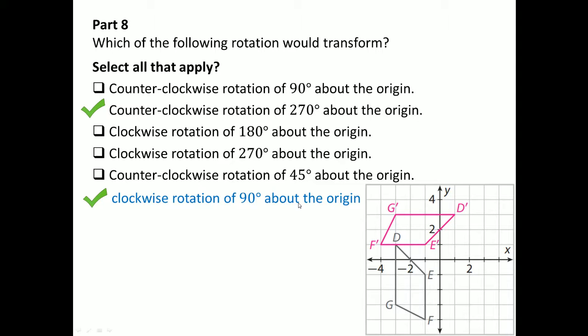I would just want to make sure you understand that this and this are the same thing. Counterclockwise of 270 is the same thing as clockwise of 90. Same thing here. Counterclockwise of 90 is the same thing as clockwise of 270. Okay? 180 and 180 are the same, clockwise or counterclockwise, if it's symmetrical.